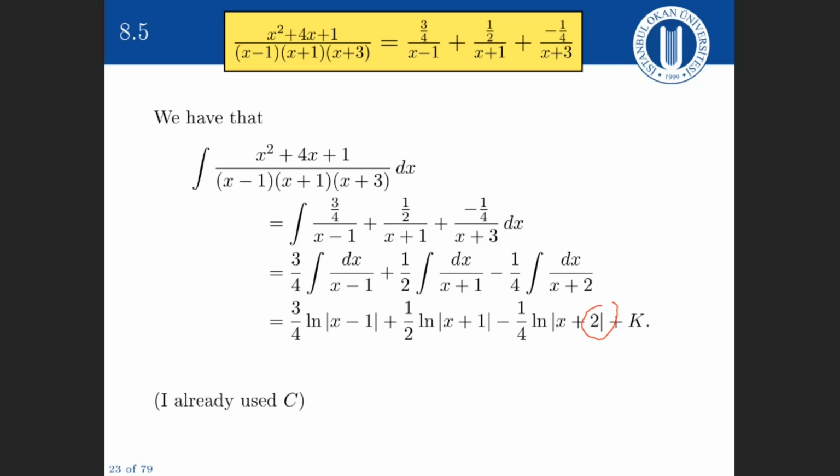So the answer is 3/4 ln|x - 1| + 1/2 ln|x + 1| - 1/4 ln|x + 3|, and it should say absolute value of x + 3. I usually use the letter c for the constant of integration, but I already used it earlier in the calculation, so I want to use a different letter just so there's no confusion. I'm just going to use plus k here, just so as not to use c again.